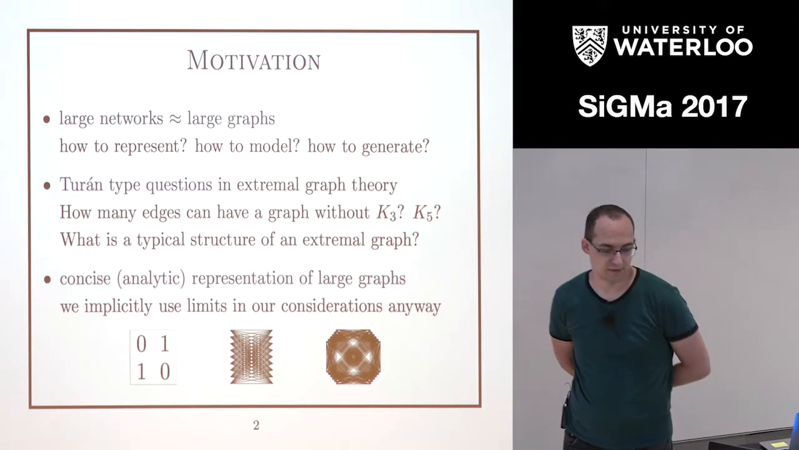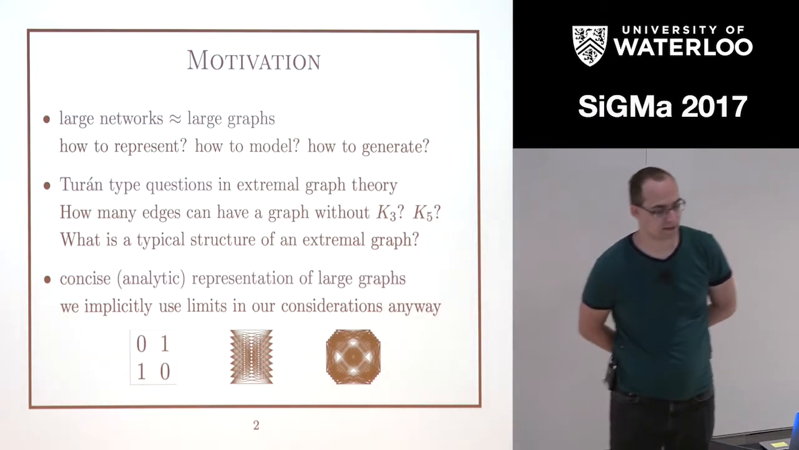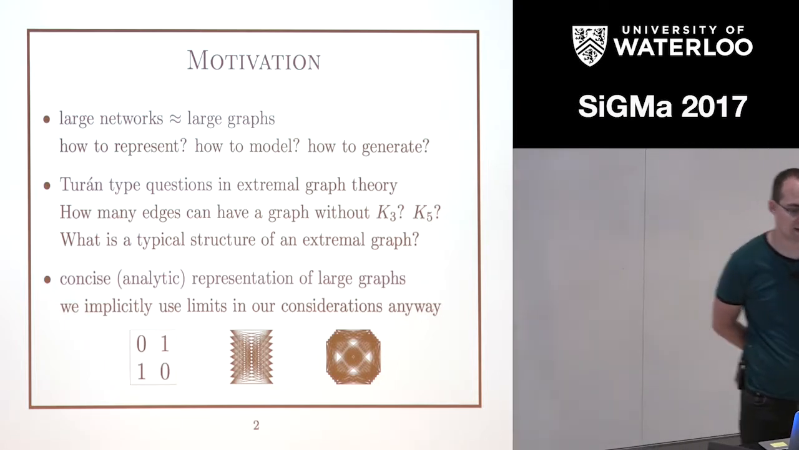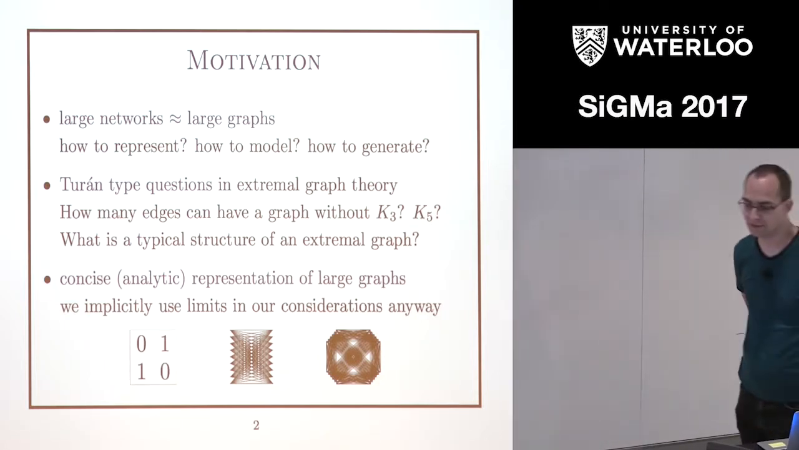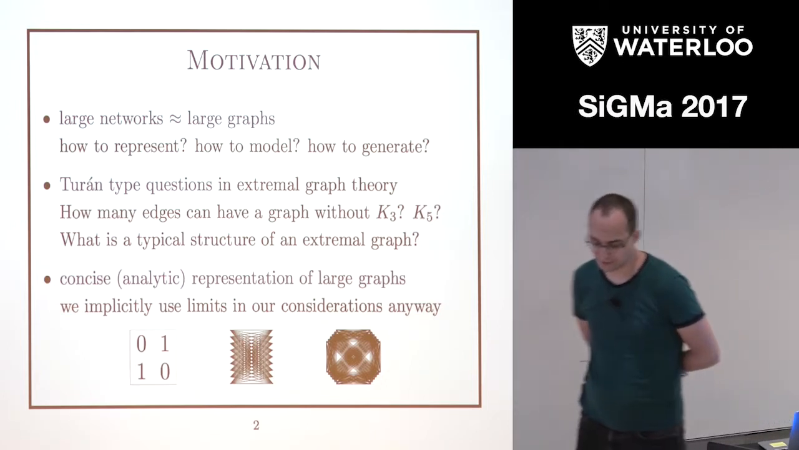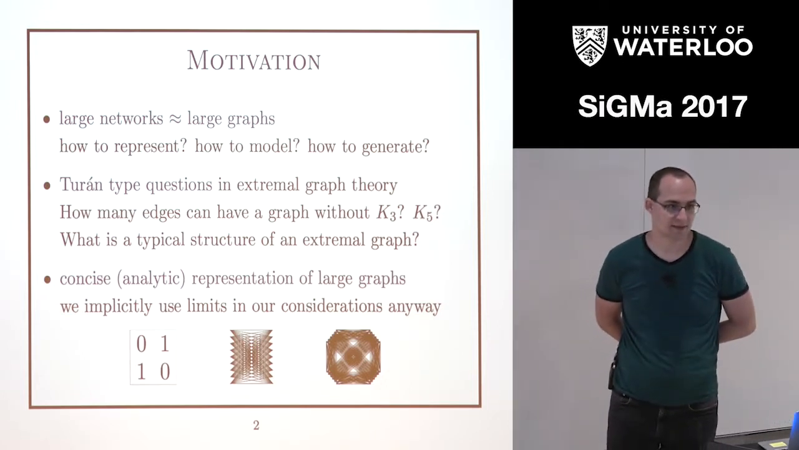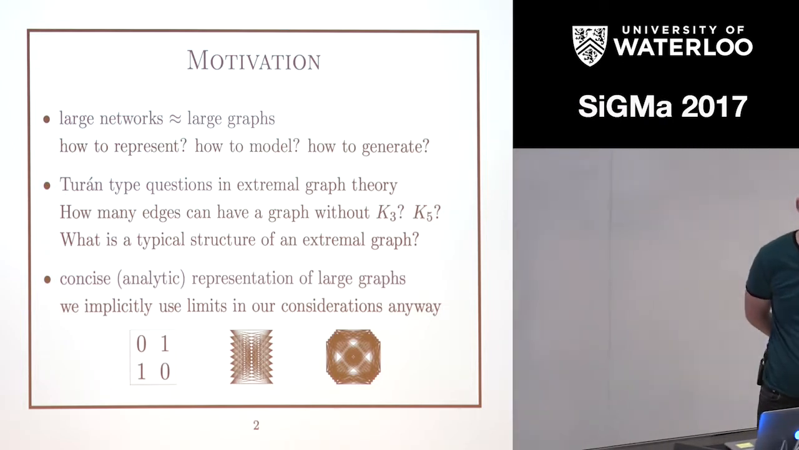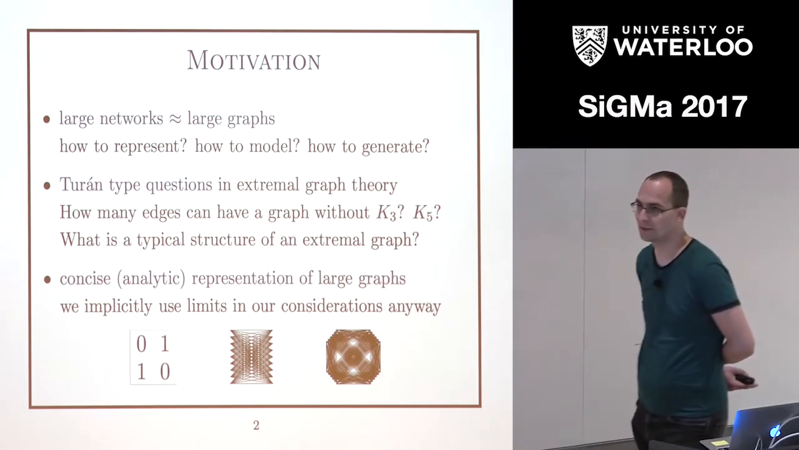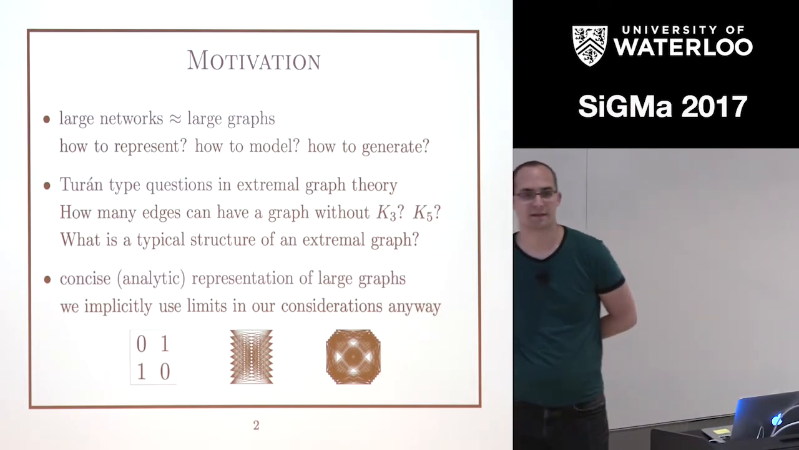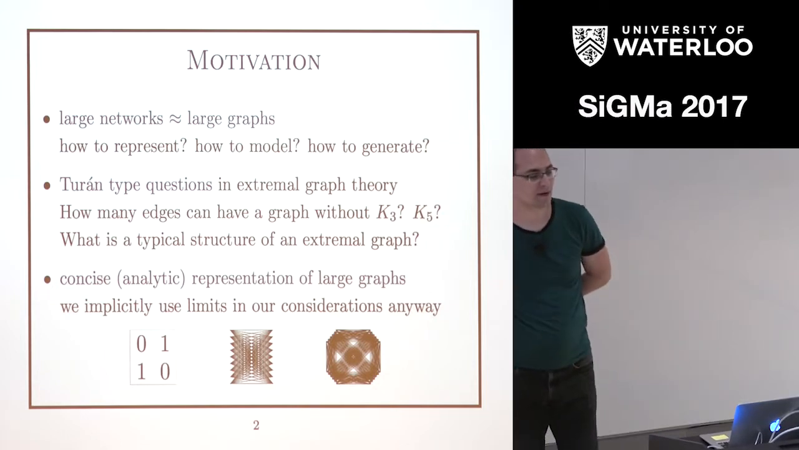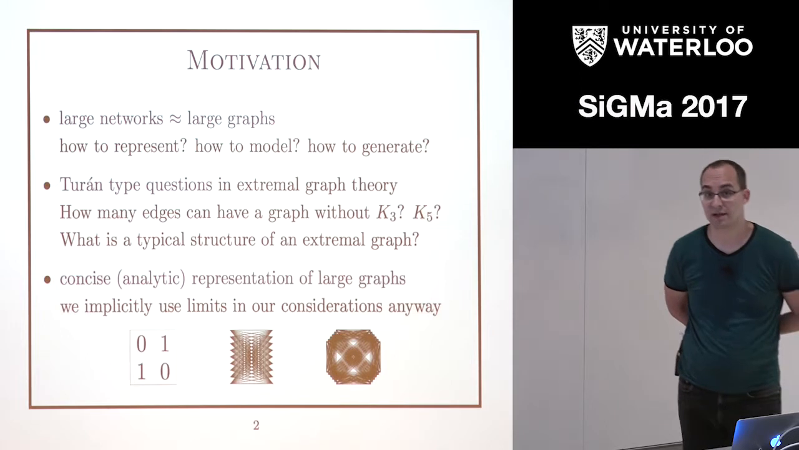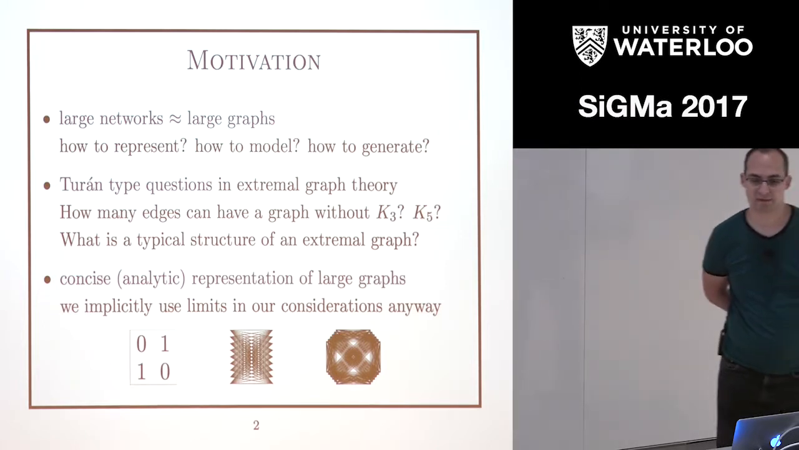So let me start with the motivation, and I have to say the first two slides will be very non-mathematical. They will be very abstract, and I want to explain, or at least I want to try to hint, that perhaps we have been using some of the tools from the theory of graph limits, or more generally from the theory of combinatorial limits, in our considerations anyway, without actually thinking that there is something like a convergence or an analytic representation of a large graph or a large permutation, large partial order, large hypergraph, and so on.